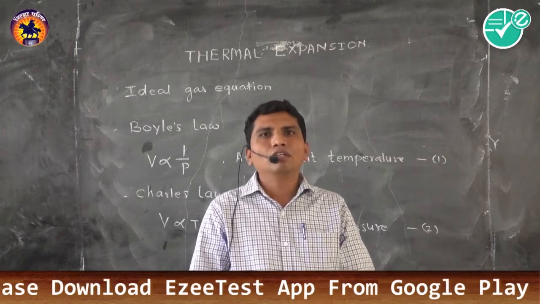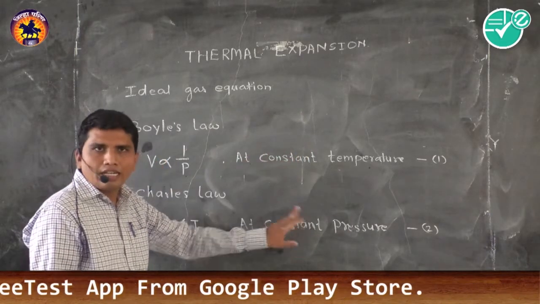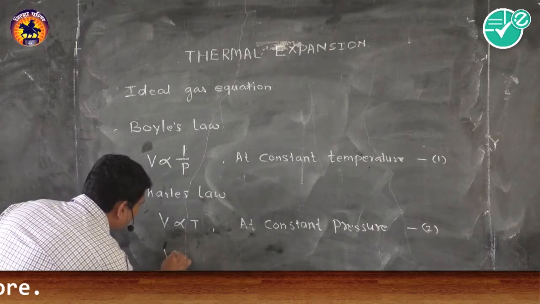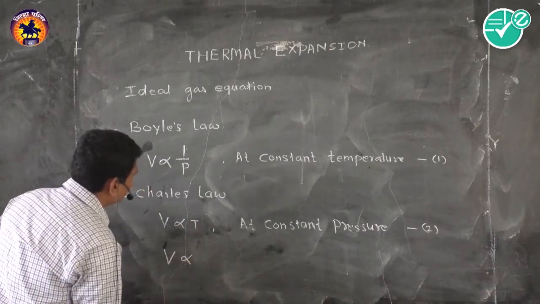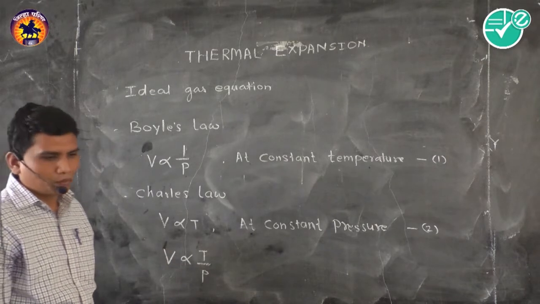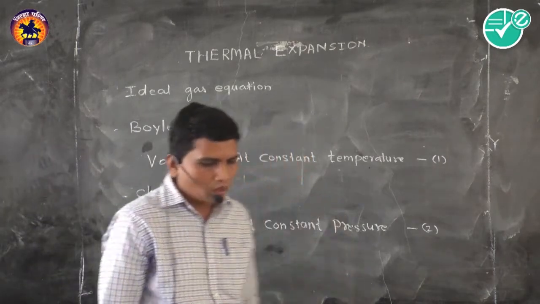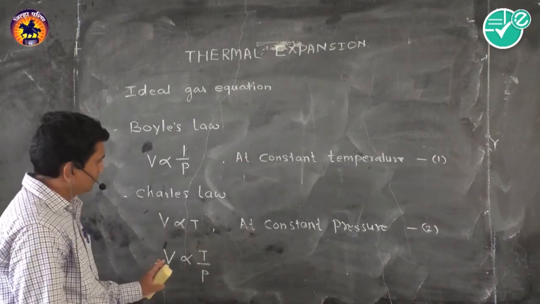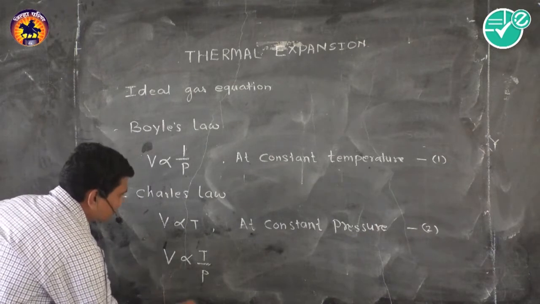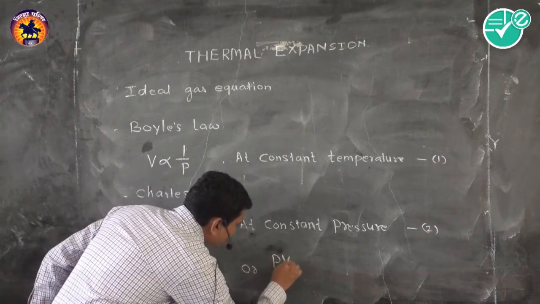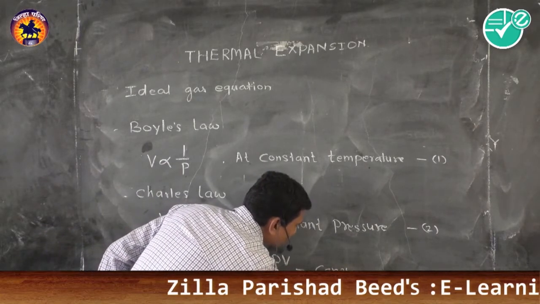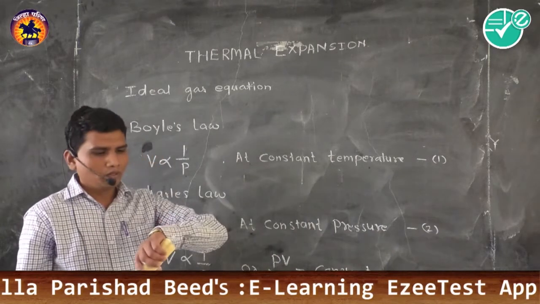So we have these two equations here. Combining equation 1 and equation 2, we can write V is proportional to T upon P, or PV upon T equal to constant.